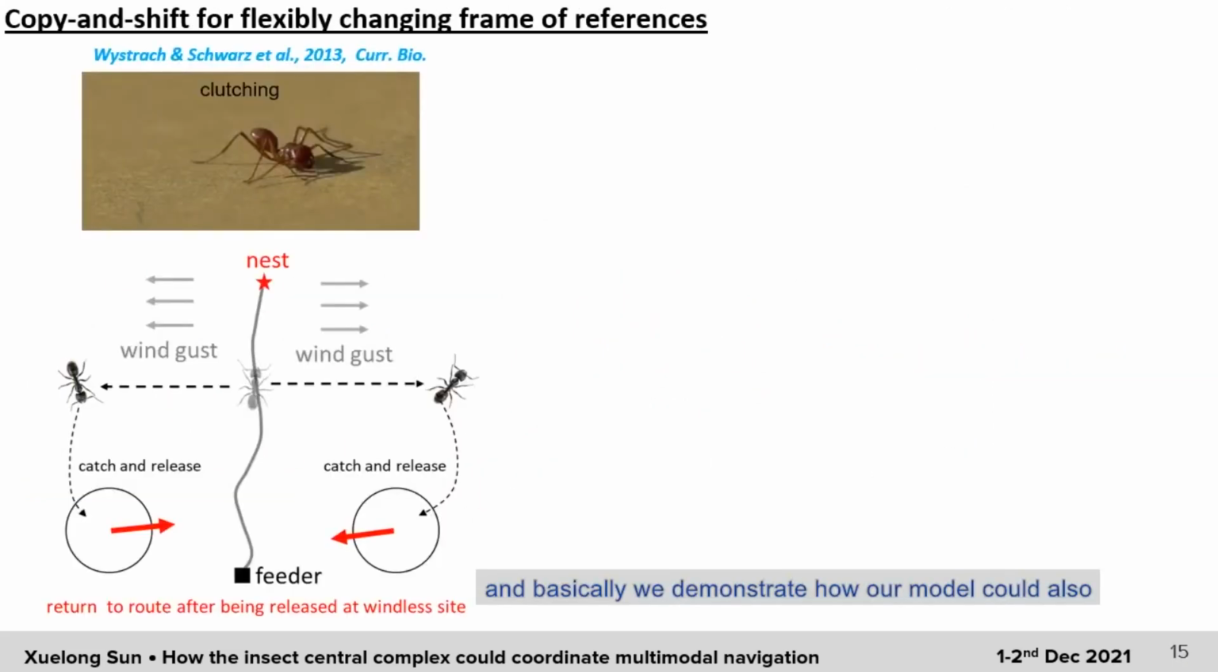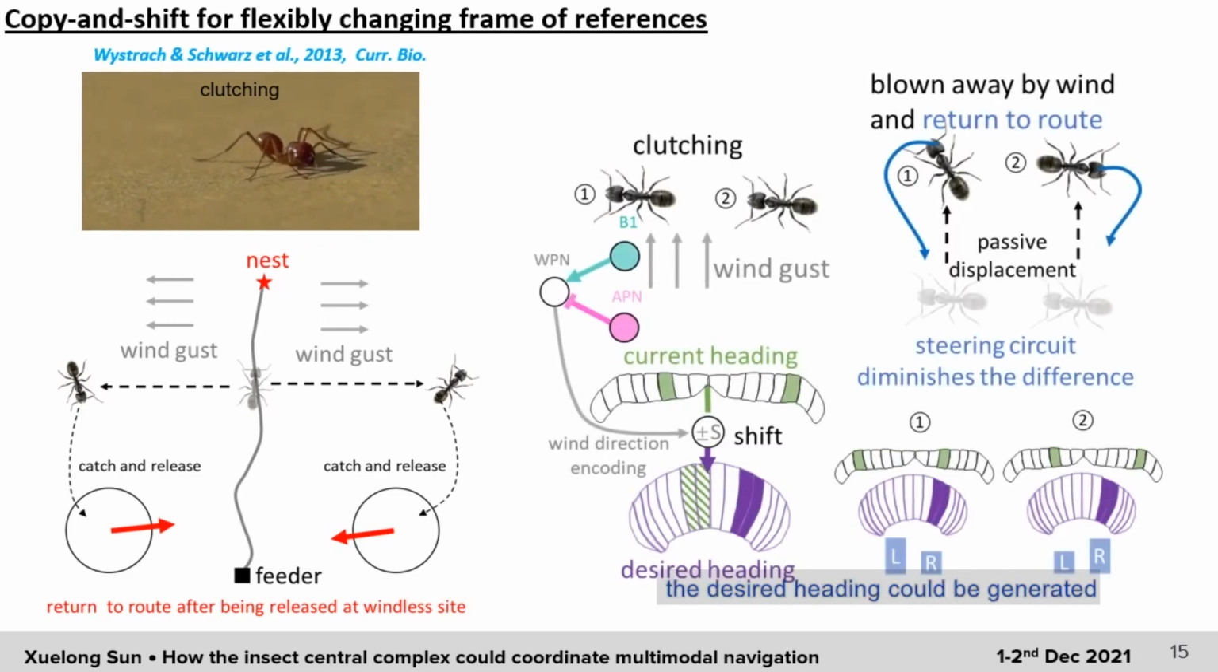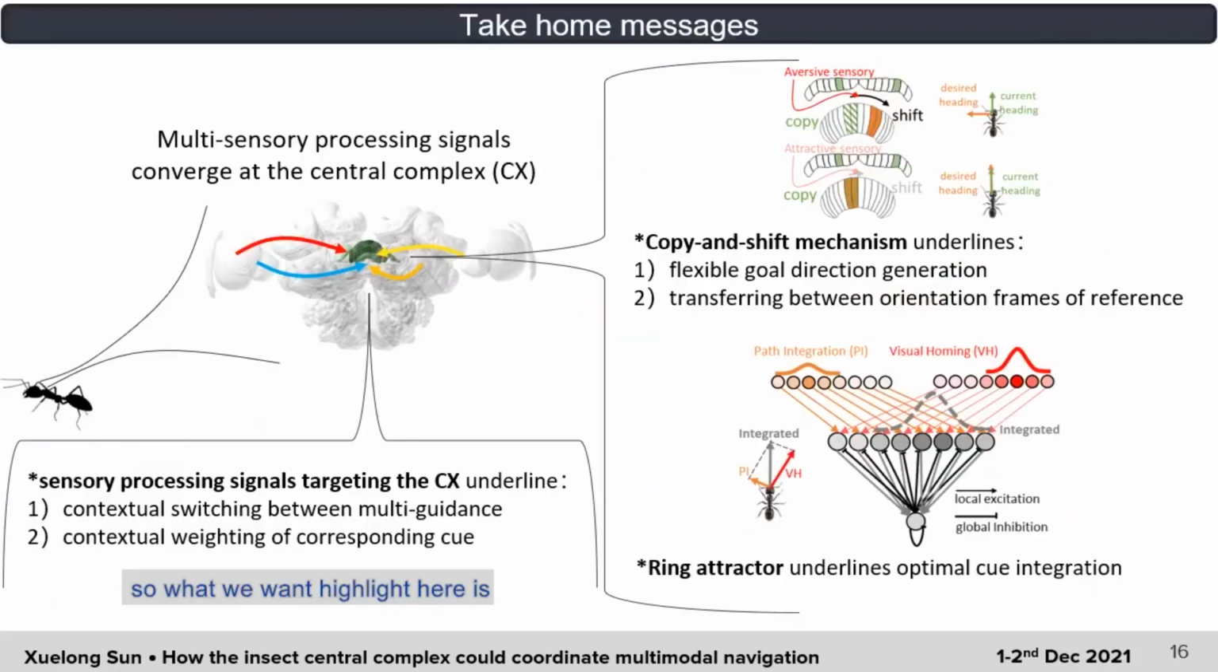Basically, we demonstrate how our model could also provide the first account for the flexibly changing frame of reference here. Just when the ant is clenching, the desired heading could be generated by the encoded wind direction and then stored as a working memory to drive the agent back. So what we want to highlight here are these three mechanisms.